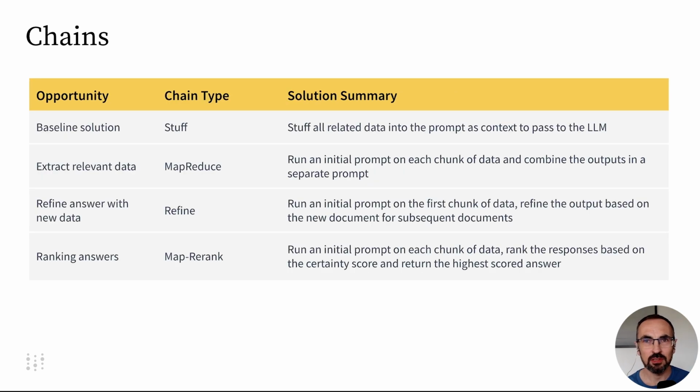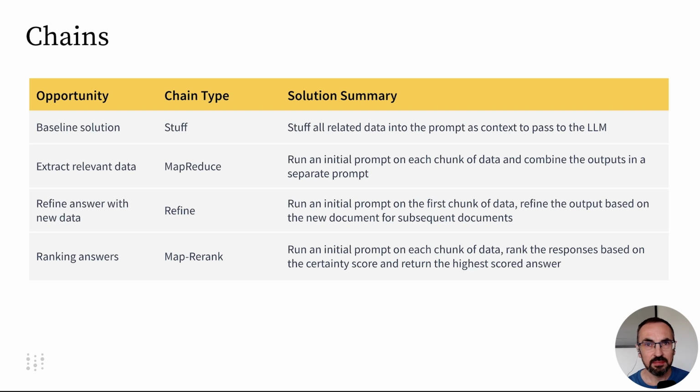In our baseline solution, we use a simple chain called stuff. It's advantageous because it's simple and we need to make only one call to the LLM. However, we can also experiment with alternative chain types, which are available in LangChain. Let's start with MapReduce. In this case, we run an initial prompt on each chunk of data to extract relevant information, and then we combine it together in another LLM request.